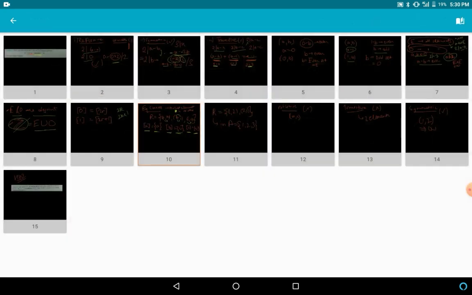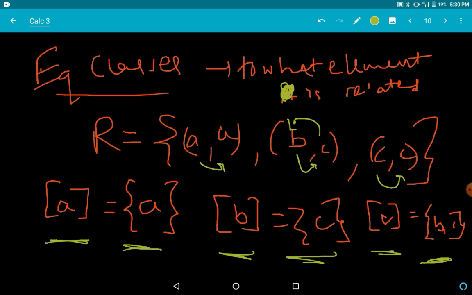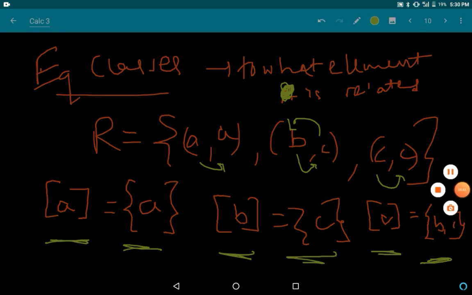So this is it. Now let's do a problem here. If you did not understand these equivalence classes, that is not so important. Whenever we were talking about relations, I just wanted to give you the full package. If you did not understand that, it's okay for now. So let's do this. Try to do this.